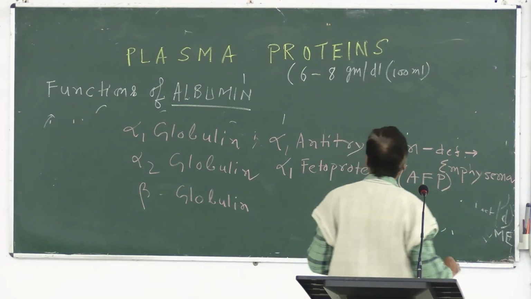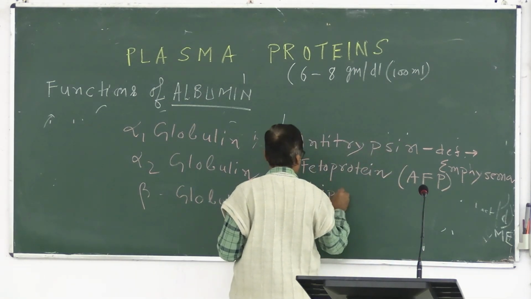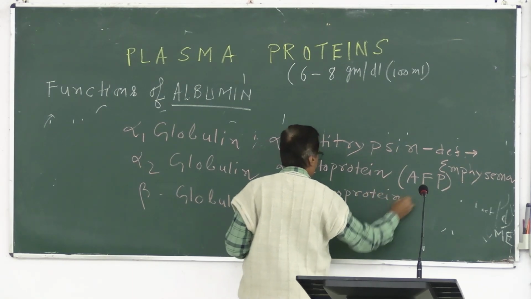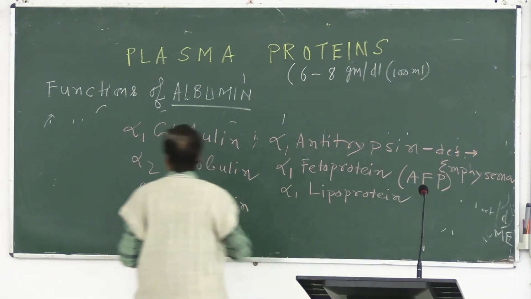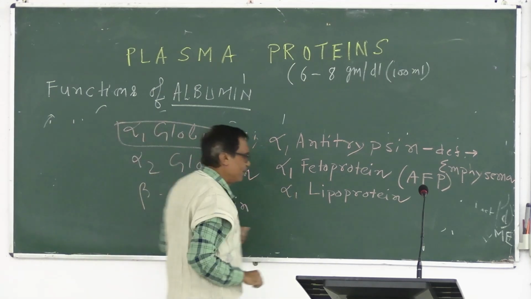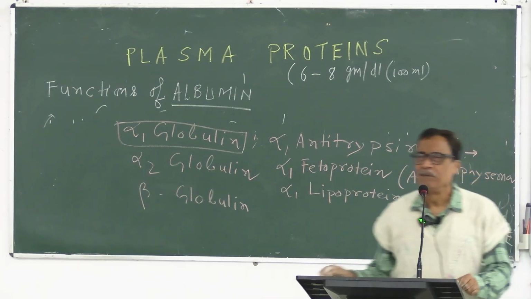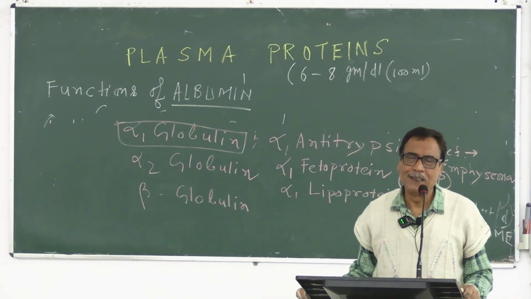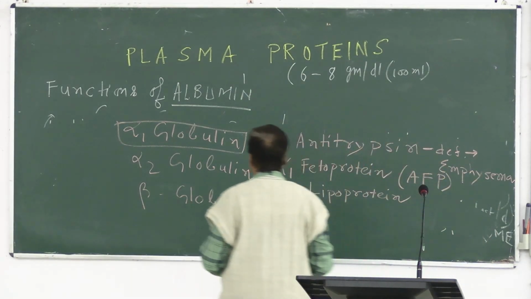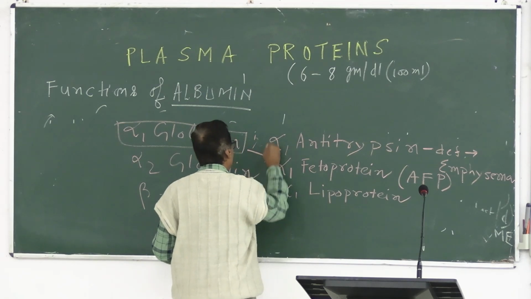Also alpha-1 lipoprotein, that is HDL. These are examples of the alpha-1 globulin. There are many more proteins, thyroxine binding globulin, cortisol binding globulin, retinol binding protein, all are examples of alpha-1. Alpha-2 next, this was alpha-1.